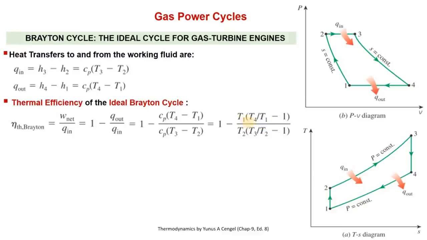Now we'll do certain mathematical manipulations to write this equation in a more simplified form. So what is done here: T1 is taken common here, T2 is taken common from the denominator, so that mathematical step is clear. Now we shall further simplify. Now you see this process 1 to 2 is isentropic and 3 to 4 is also isentropic, and pressure P2 is equal to P3 and also pressure P4 is equal to P1, right? So that is written here.